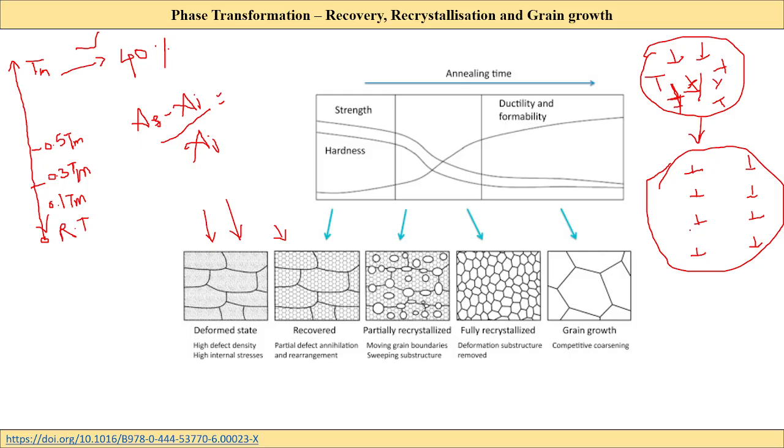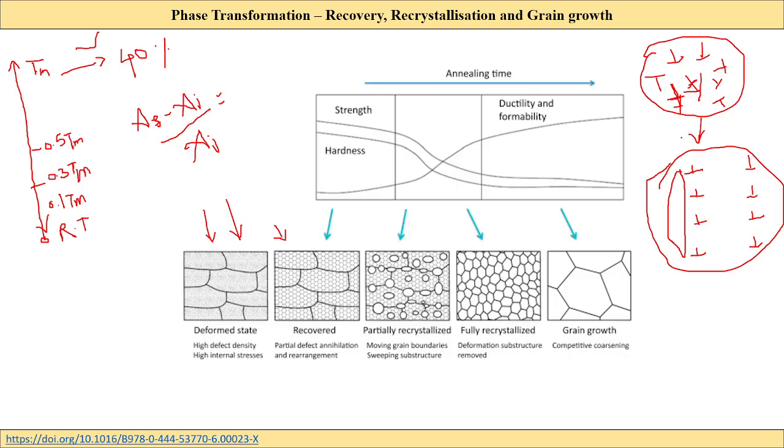Now, because of this, just beside these dislocations, we have a strain free area, right? So that's why we have these strain free grains that are being formed.